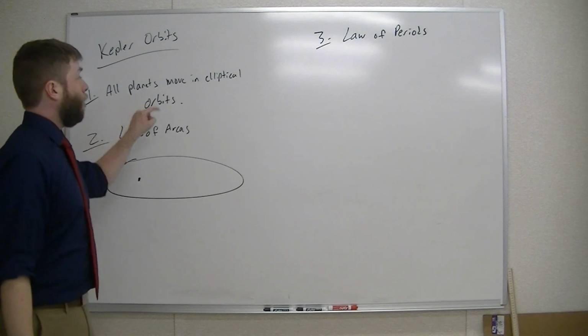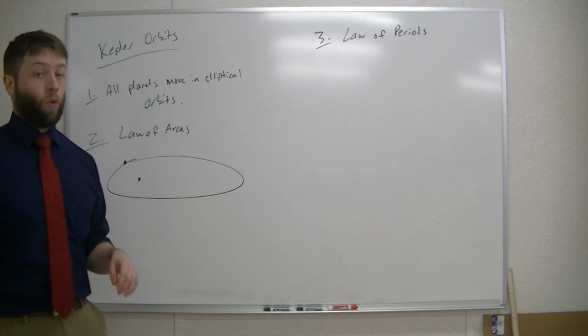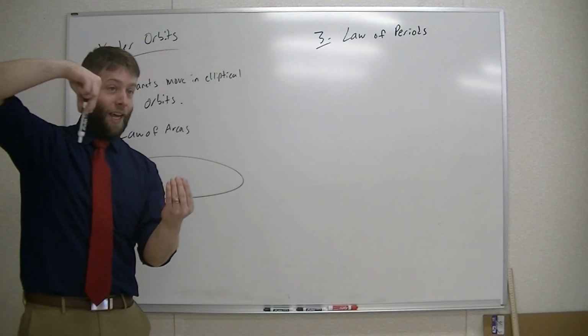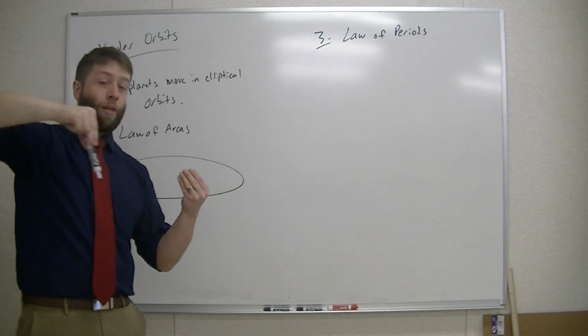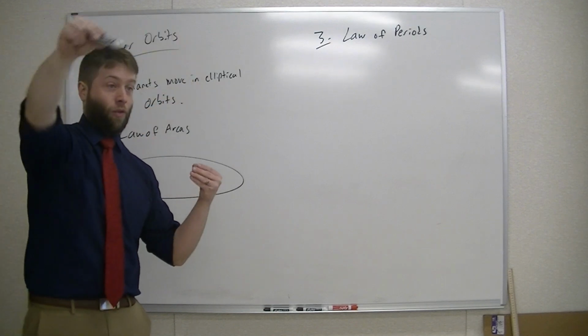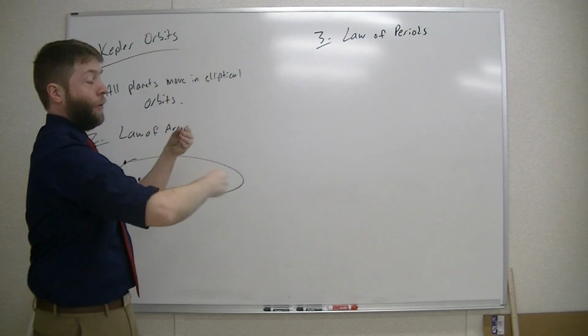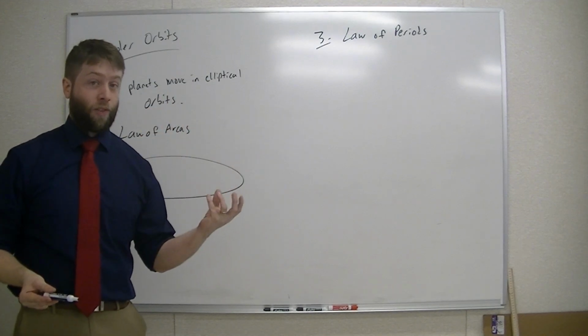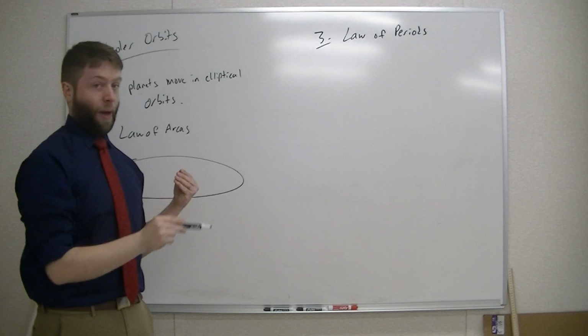Number one, all planets move in elliptical orbits. So we've got the sun. Every planet does not orbit in a perfect circle. It is actually more of an elliptical pattern. I'm obviously drawing a very exaggerated one right now, but all the planets orbit some central focus, in this case the sun, in an elliptical pattern.